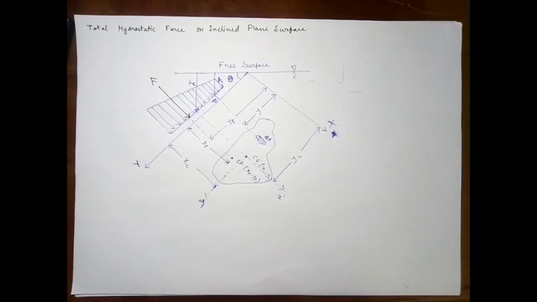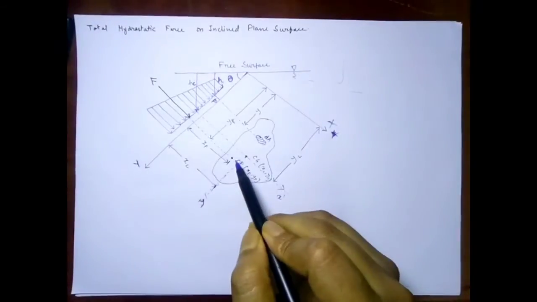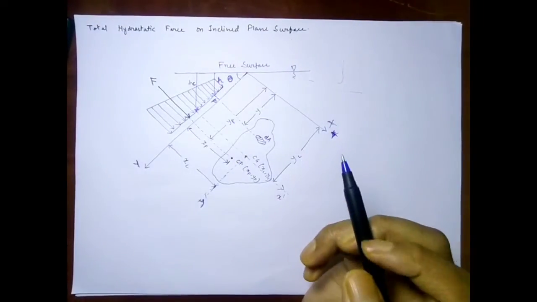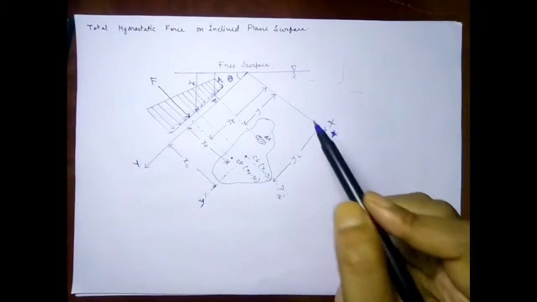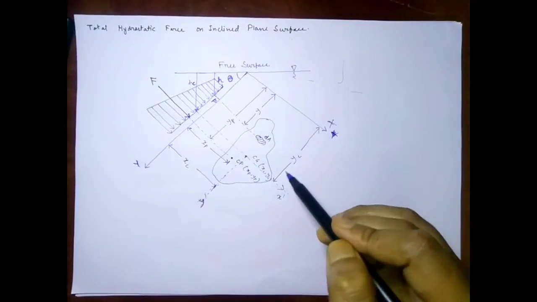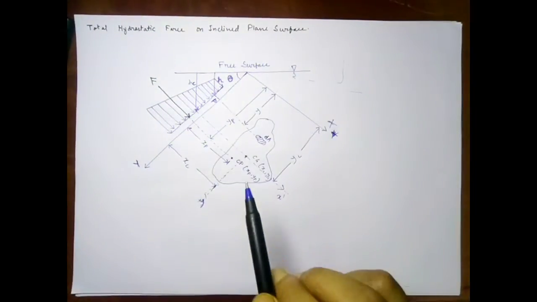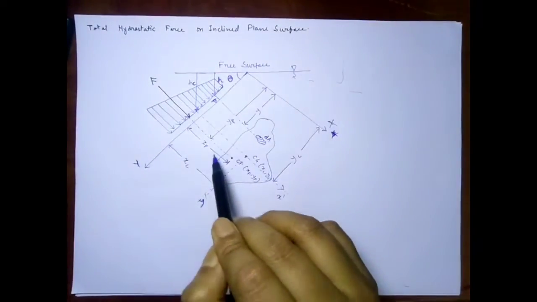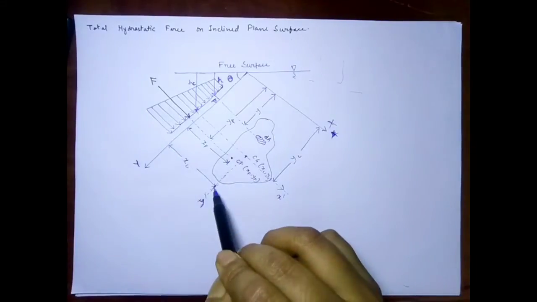The center of pressure is basically the point of application of total hydrostatic force, which we have already discussed. So the total hydrostatic force will be acting on the center of pressure. Now, from the x-axis, suppose CG and CP are at depth YC and YP respectively, and from the y-axis, CP is at depth XP and CG is at depth XC.